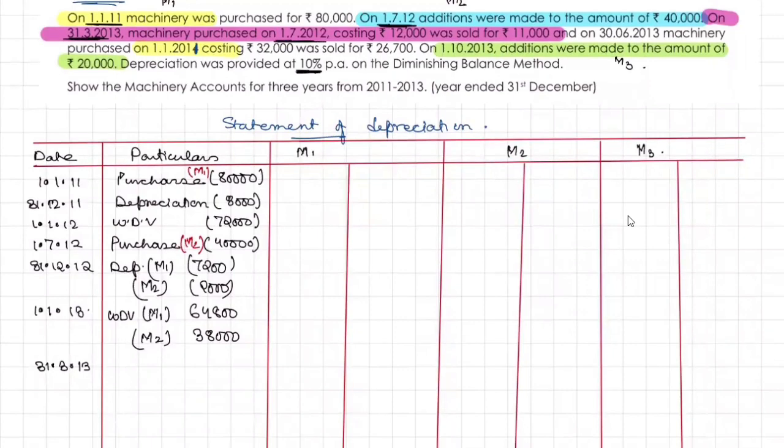Now see what actually was the cost of the machinery that was purchased on 1st July. It was 40,000. Correct. But they're saying that purchased on 1/7/2012 costing 12,000 was sold for 11,000. How can it be? Don't you think, a machine of 40,000 how can it become 12,000? So what actually have they done?